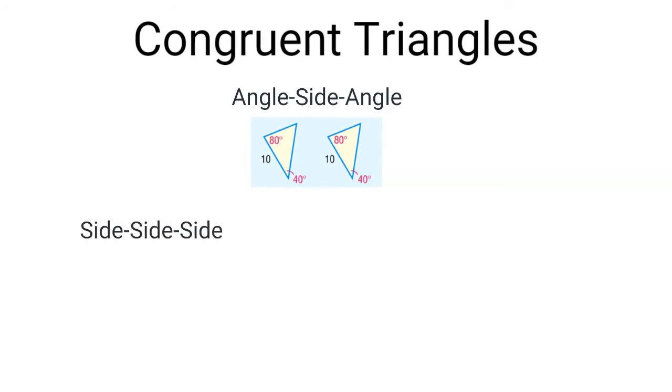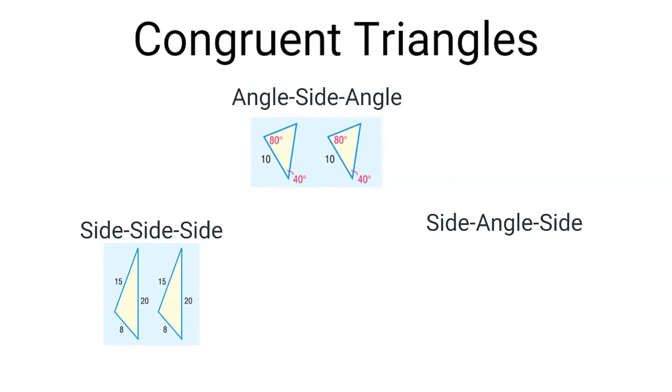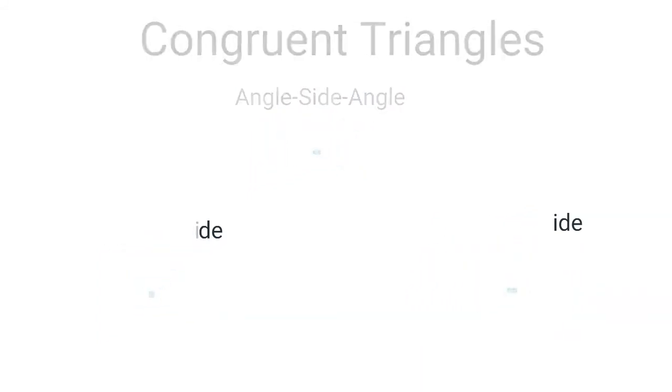Next, side, side, side. 2 triangles are congruent if the lengths of the corresponding sides of the triangles are equal. The last way is side, angle, side. Two triangles are congruent if the lengths of two corresponding sides are equal and the angles between the two sides are the same. Last, let's take a quick look at similar triangles.